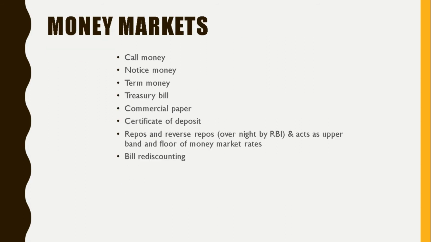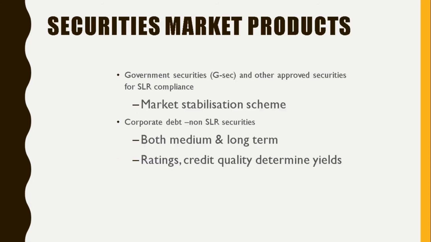Now, what are the instruments of the money market through which the treasury makes profit? Call money, notice money, term money, treasury bill, commercial paper, certificate of deposit, repos and reverse repo, and acts as upper band and floor of money market rates. Bill rediscounting. Now, security market products.